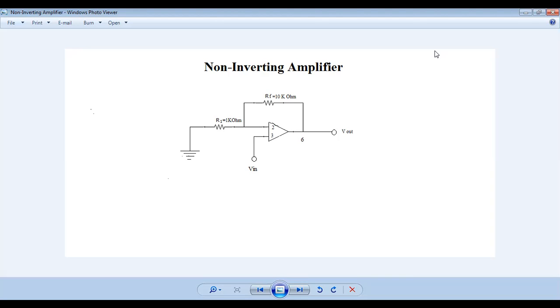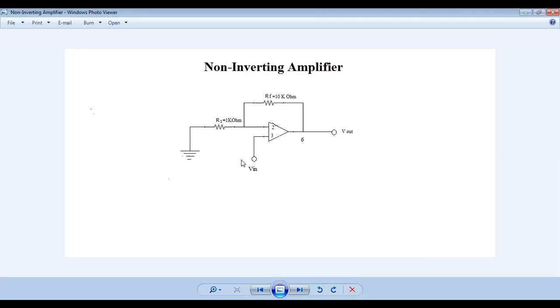So what is a non-inverting amplifier? As we know, a non-inverting amplifier is a type of operational amplifier in which the output signal is in phase with the input signal applied, or we may say we get the amplified output signal, and a non-inverting amplifier behaves as a voltage follower circuit. That is our non-inverting amplifier. And here you see this is the circuit diagram for the non-inverting amplifier.